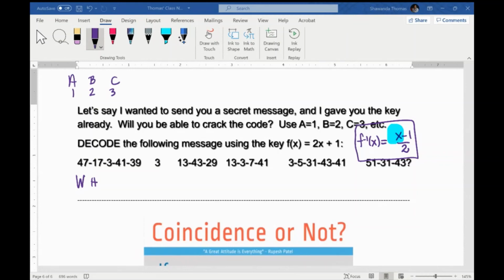All right. Some of these letters, or these numbers, repeat. So you don't have to do all of them. Just throwing that out there.